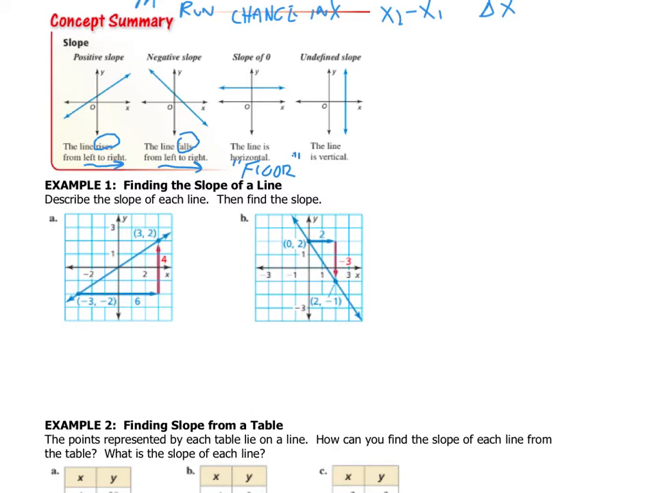Now compare that to the vertical line, which is next. Think of the vertical line as the wall.